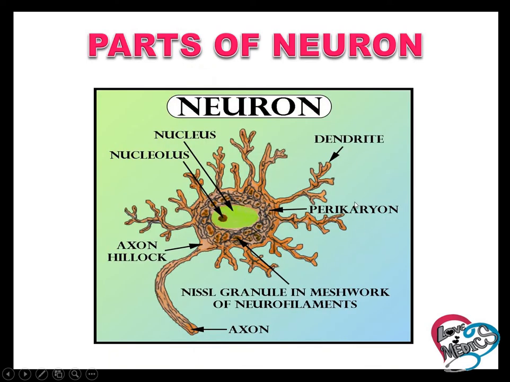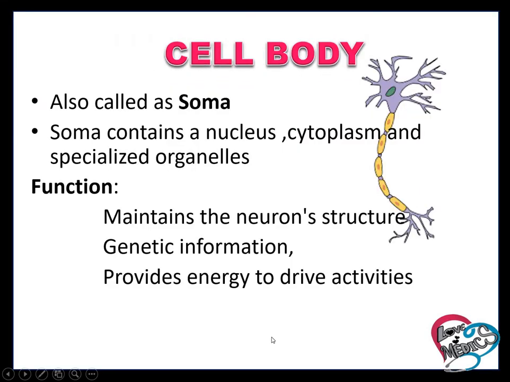Neuron here. Cell body is also called perikaryon and soma. These are dendrites, nucleus, nucleolus, axon hillock, Nissl granules and axon. Cell body, also called soma, contains nucleus, cytoplasm and other specialized organelles. Function of the cell body is to maintain the neuronal structure, store the genetic information and provide the energy to drive activity in neurons for transmitting the electrical impulse.